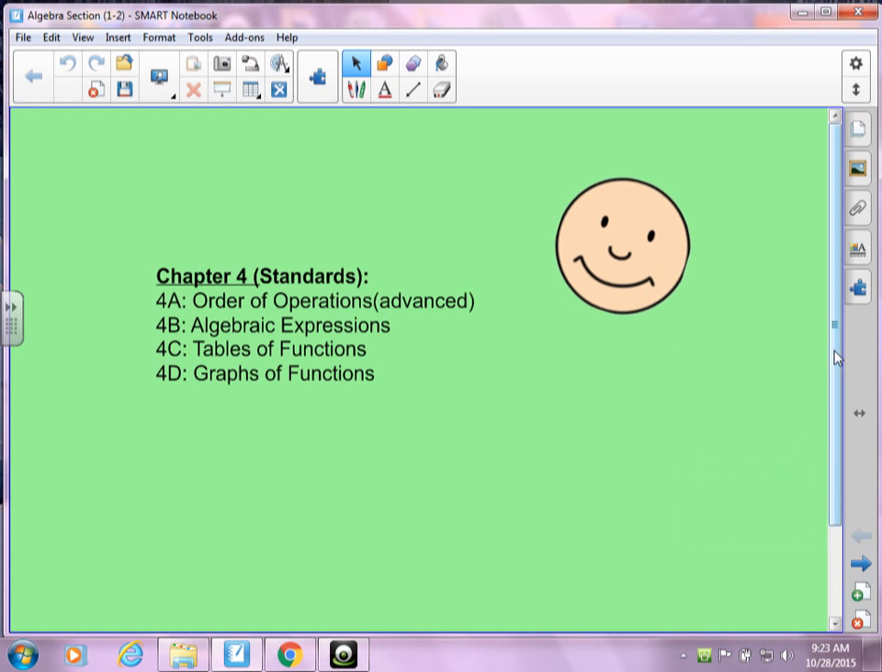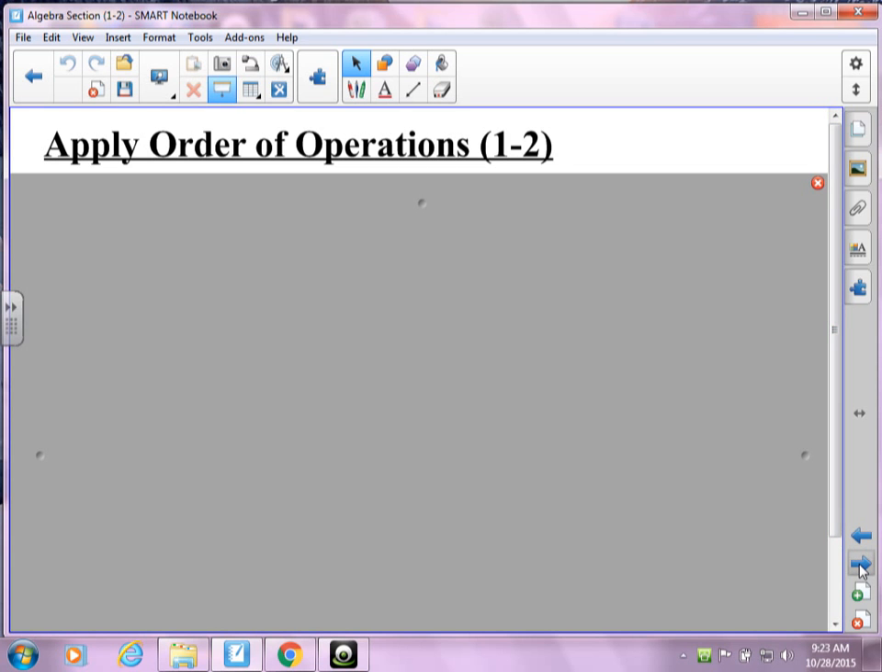Right, so today what we're going to do is look at our new chapter. It's chapter 4, and the standards that we're going to cover in this chapter are order of operations, algebraic expressions, tables of functions, and graphs of functions. So today we're going to apply order of operations.